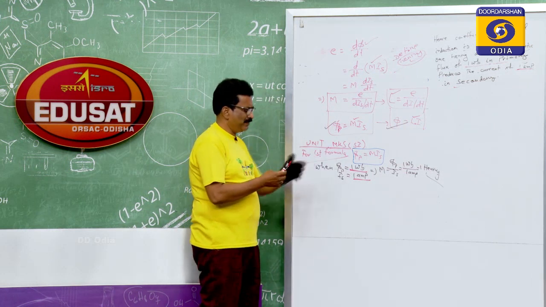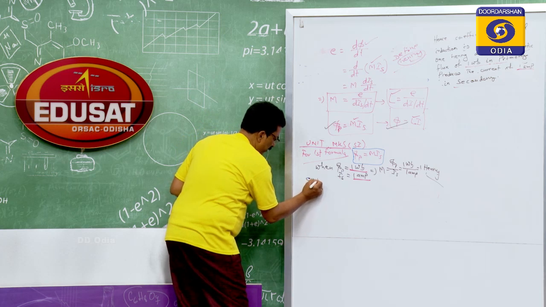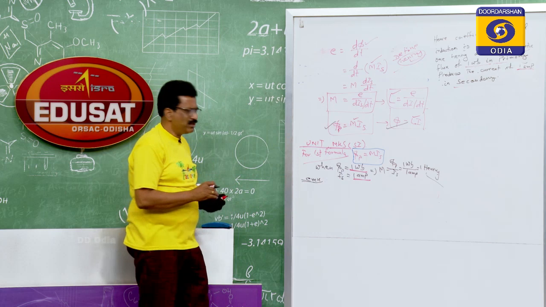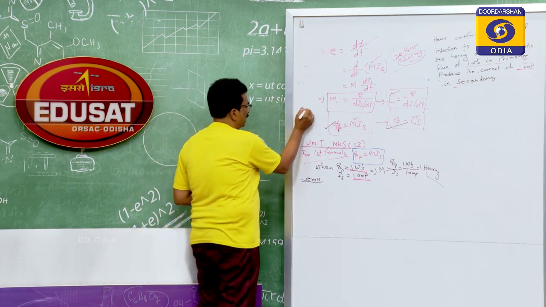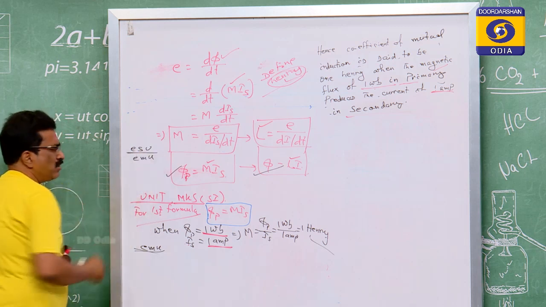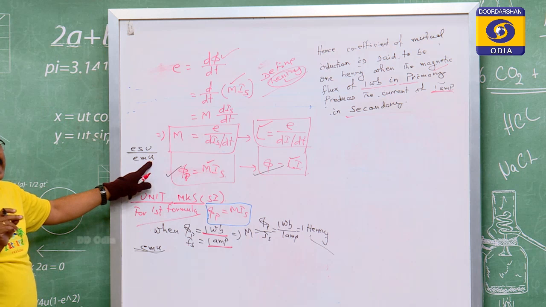Suppose you go for EMU. Sir, what is EMU? Generally we write CGS. So, CGS is of two types. One is ESU, one is EMU. ESU means electrostatic unit, EMU means electromagnetic unit.